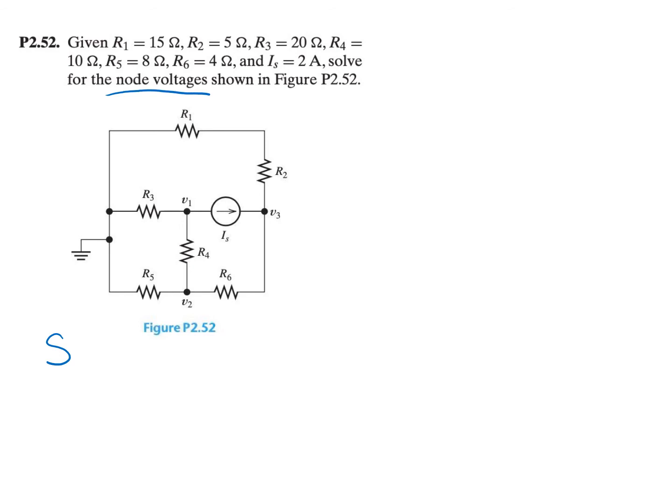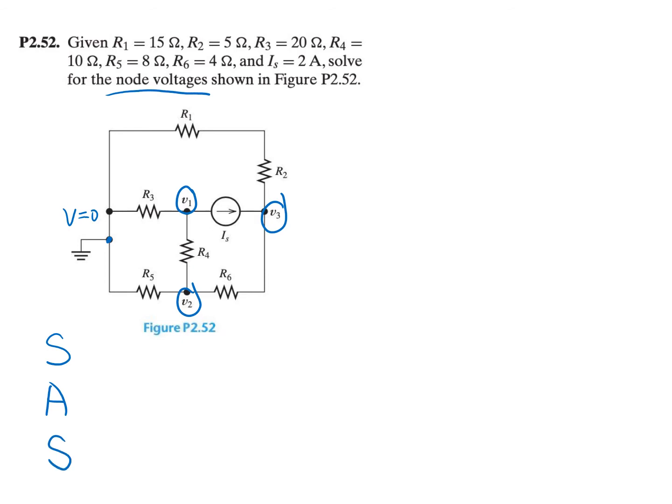We first select a reference node as ground. Well, for this question, it has been done for us. That's the node here. So we have the voltage here to be 0. And secondly, we need to apply the nodal voltages. Here we have V1, V2, and V3. So we need to find the nodal voltage for V1, V2, and V3. That's the second step.